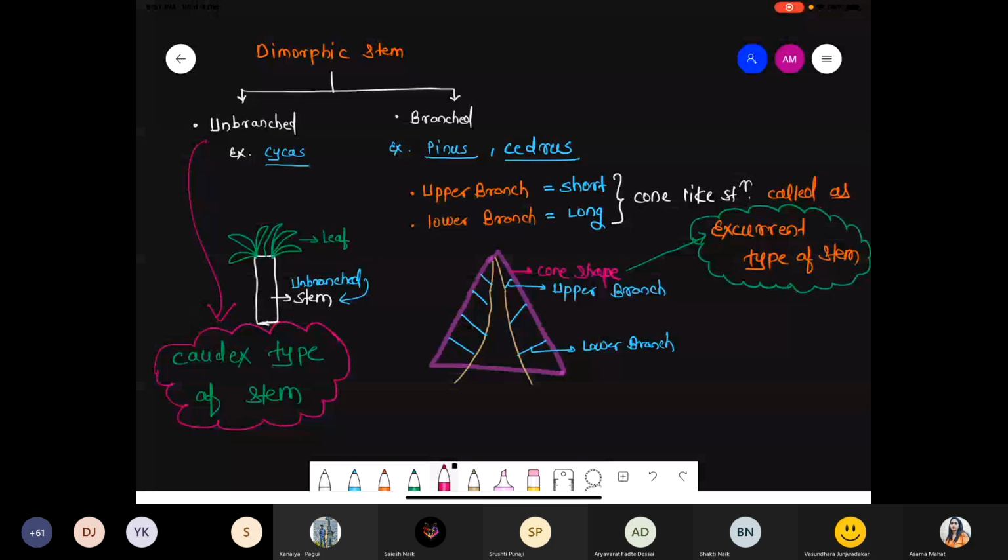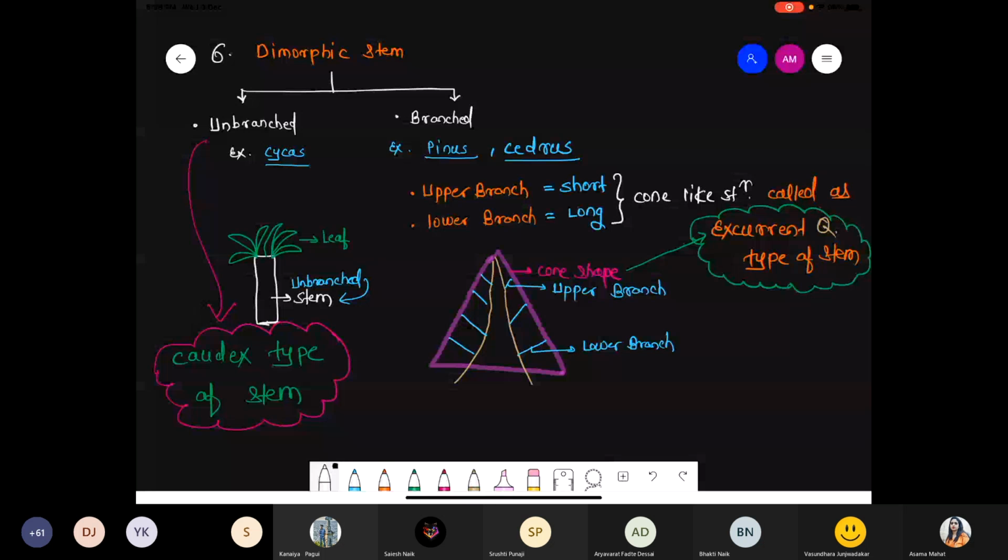Writing part done. Should I continue next one? I think these are the number 6 point, if I'm not wrong, because dimorphic stem, these are the number 6, because leaf, these are the 5th one, so now it is the 6th one. Unbranched as well as the branch. Chalo Darwin, continue kare next point.